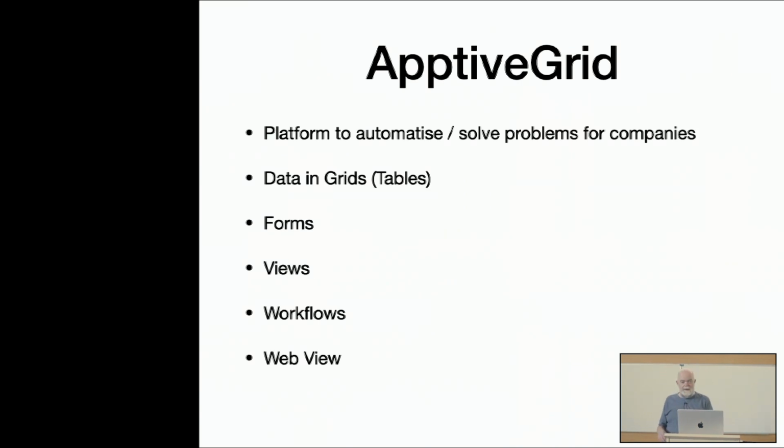So ActiveGrid, I think it's interesting to explain a bit what it is. It's a platform to automate and solve problems for small companies. The central idea is that you have data in grids, like in tables. Then you can define forms to get data into these tables. You can define views on the data, like a Kanban view or a map view, or things like that. Then you can define workflows so that you can do actions when something happens. And the newest component is a web view so that you can actually show the data in a nice way directly without needing to create another website.